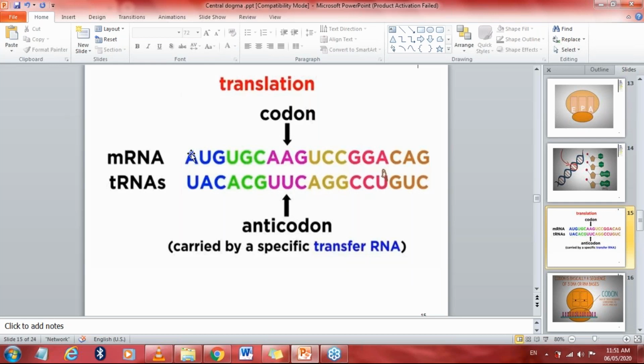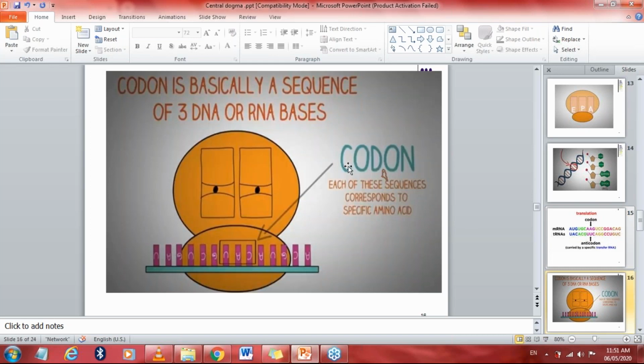Now RNA has a different type of codon. What is a codon? I have told you a codon is a triplet form of code which indicates a different amino acid. The tRNA also has a code, but that code is called the anticodon. Those codes which are present in tRNA are called anticodons. Those codes which are present in the messenger RNA are called the genetic code.